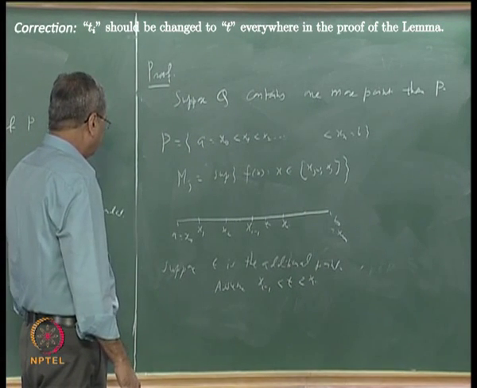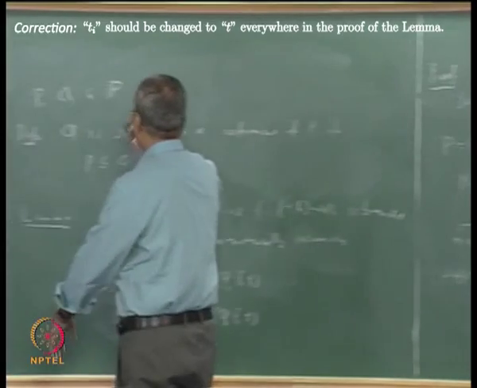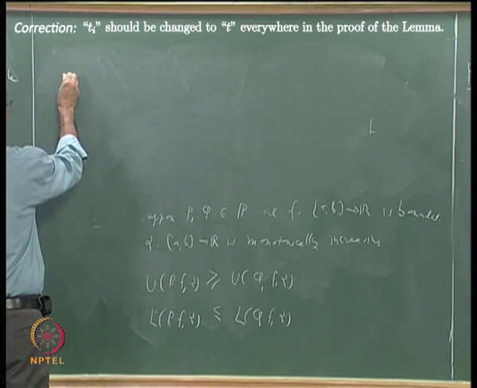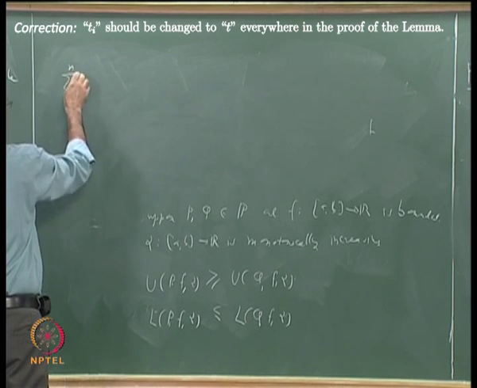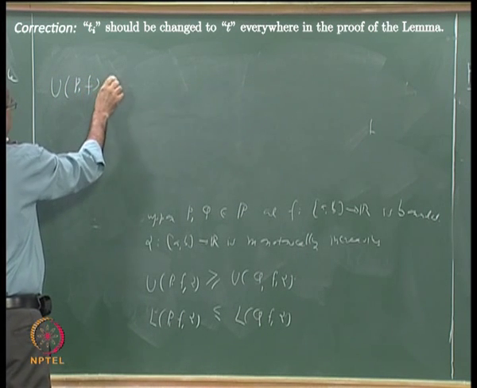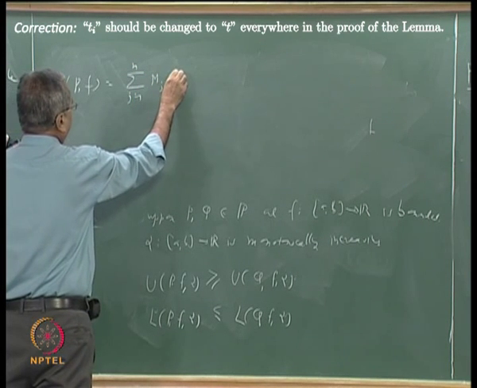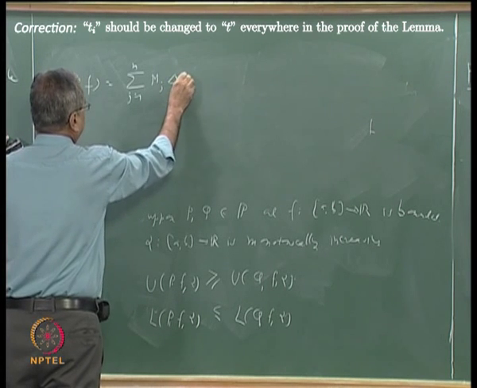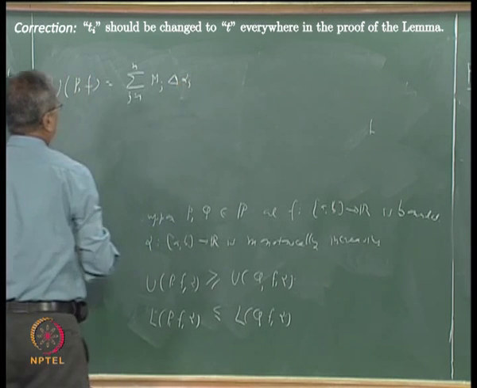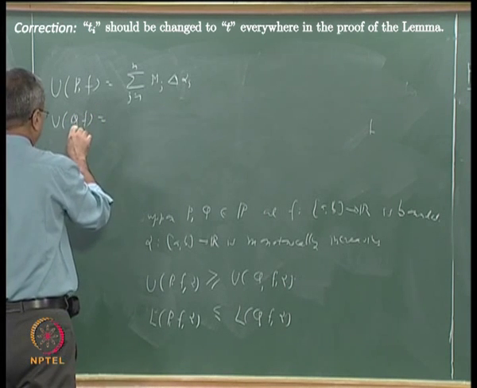Now look at the upper sums corresponding to the partitions P and Q. Let me write it here. U(P, f, α) is the sum over j going from 1 to n of M_j Δα_j. And U(Q, f, α), here we have to write somewhat carefully.